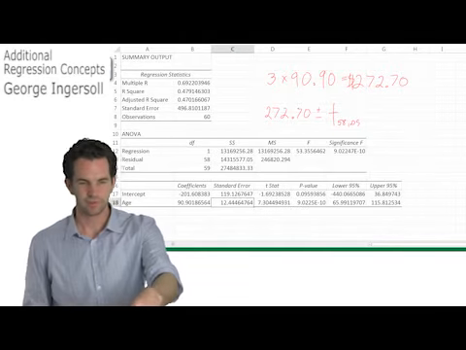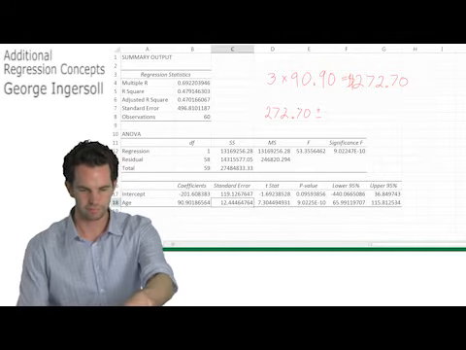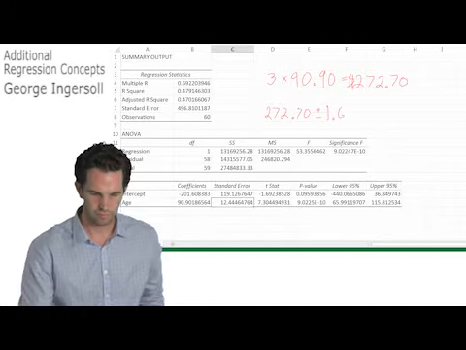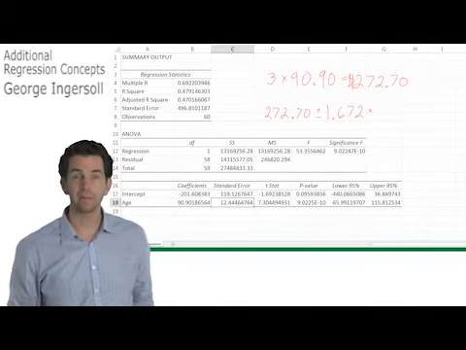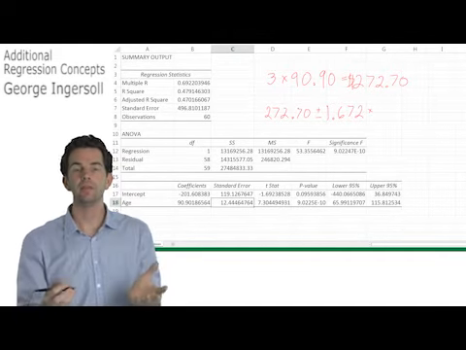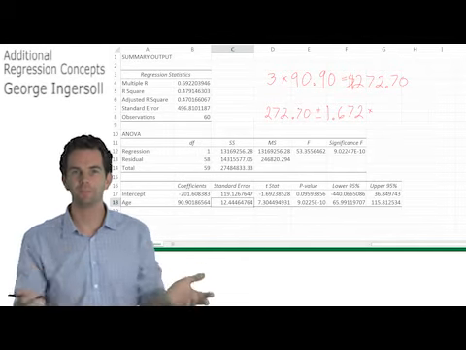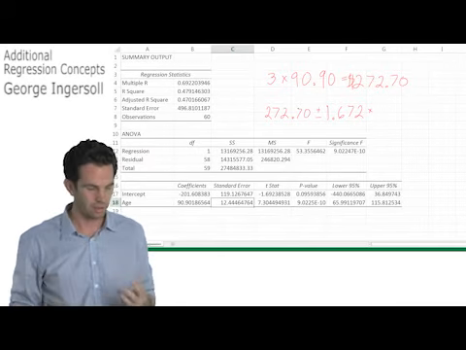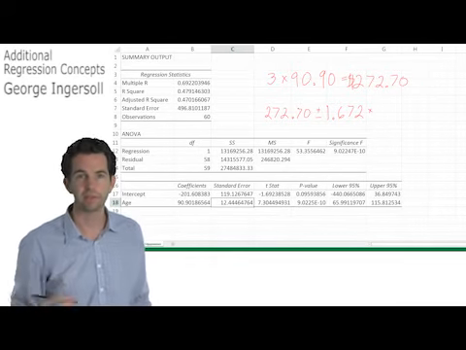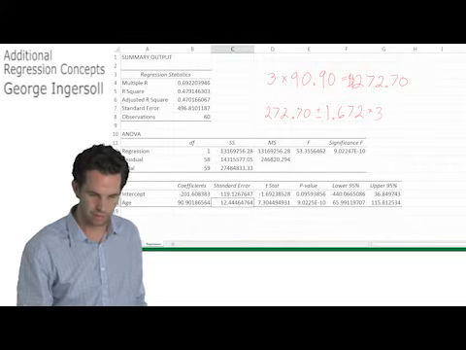So you've already seen this. I'm going to erase this and replace it with 1.672. And then we have to multiply that by the amount that we've changed the predictor variable. In this case, 3 years. That's what we were saying, right? A 3-year change in terms of age. How much is that going to affect the repair bill for the car? So we say times 3.